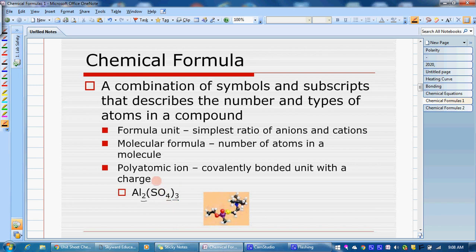A formula unit is just this whole thing. We will also see molecular formula, basically the whole thing. And then a polyatomic ion is a combination of nonmetals that have a charge, and we'll talk about those a little bit more later also.